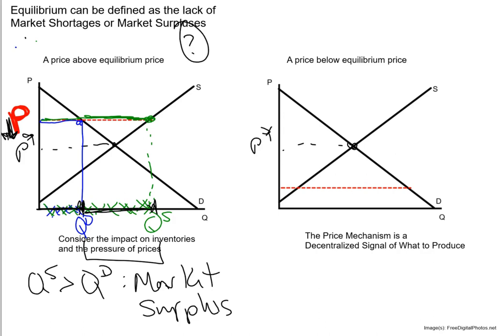Alternatively, what if they cut their prices, but they cut their prices too much? What if they cut their prices all the way down here? What if they cut their prices so that they are lower than the market equilibrium? Okay, so who are we going to do first? In blue, we said those are my buyers. So at this low price, how do buyers respond to a really low price?